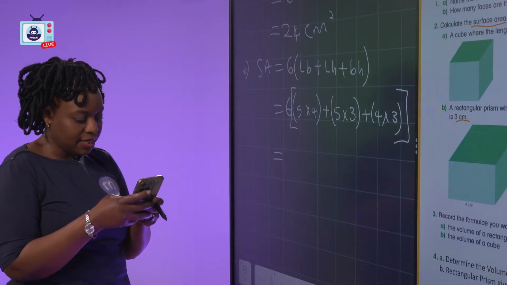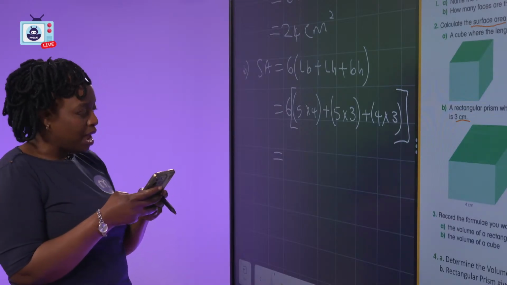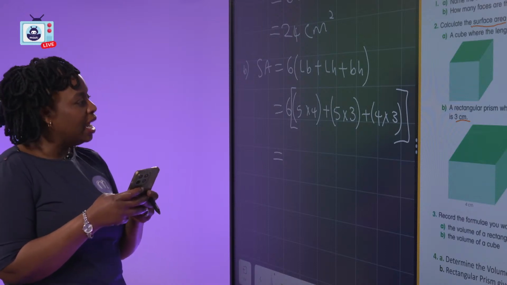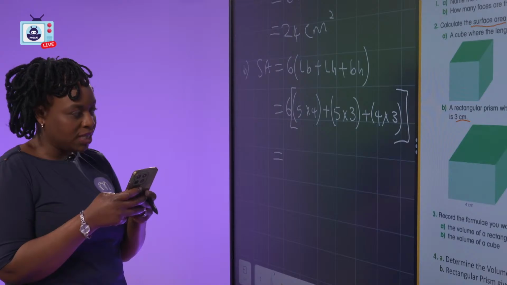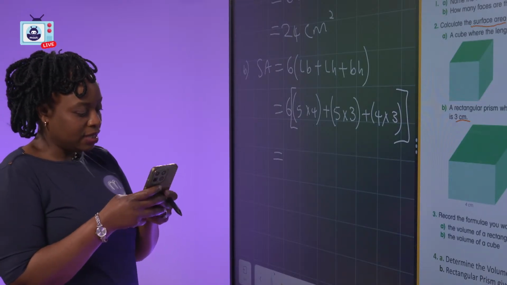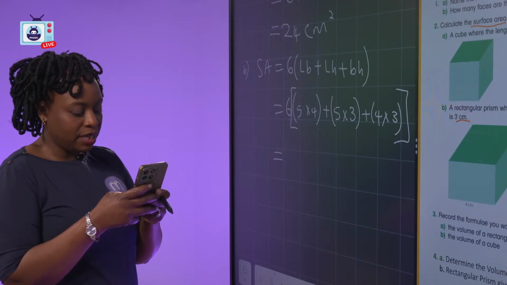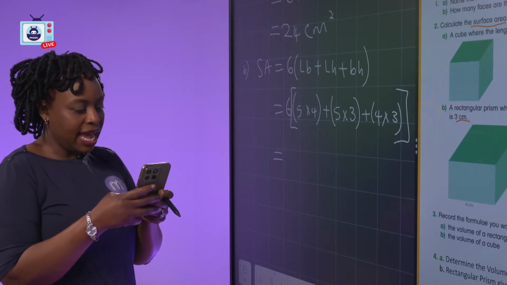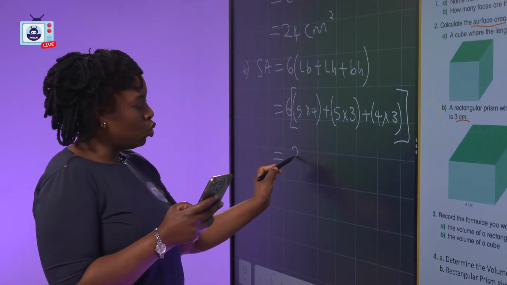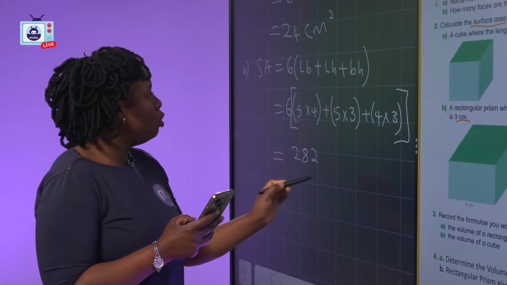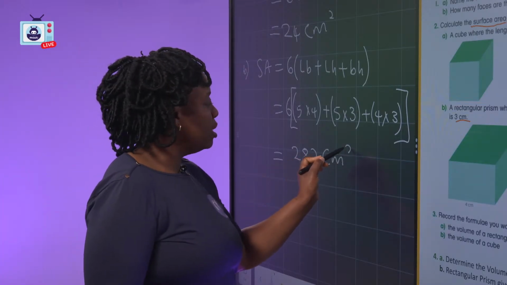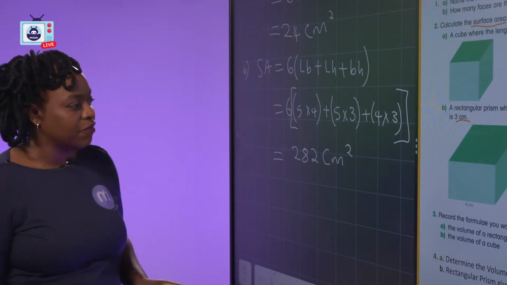So let me try to do that. It is 6 multiplied by 5 times 4, which is 20, plus 5 times 3, which is 15, and plus, what is the last one? 4 times 3, which is 12. Then I am going to multiply that by 6, and it gives me 282. Remember, it's a surface area, so it's centimeters squared.